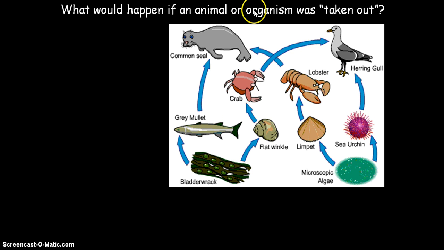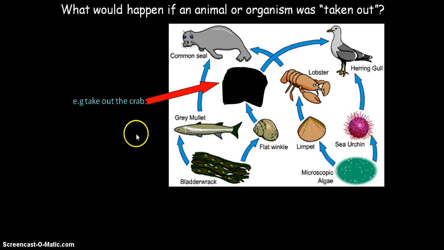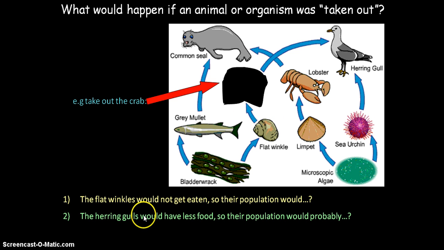So what would happen if an animal or organism was taken out? As an example, if the crab were taken out from this food web, what would happen to the flatwinkles? The flatwinkles, which ate the bladder wrack, are just fine. But now that the crab is not there, the flatwinkles are not being eaten, so their population would increase.